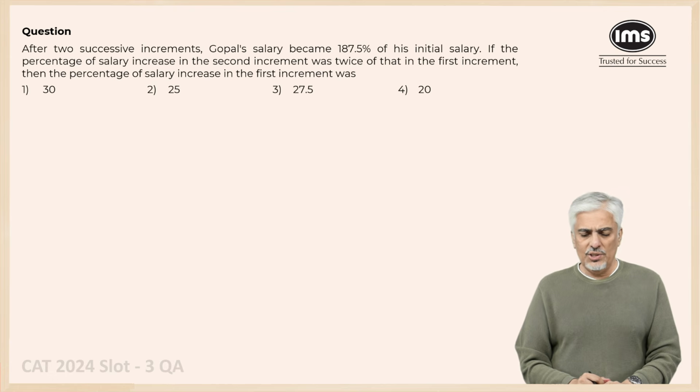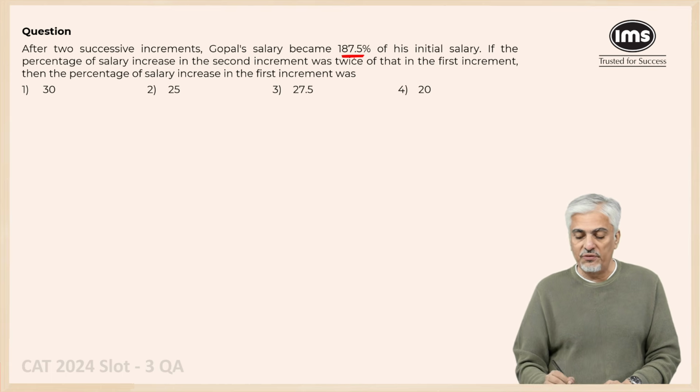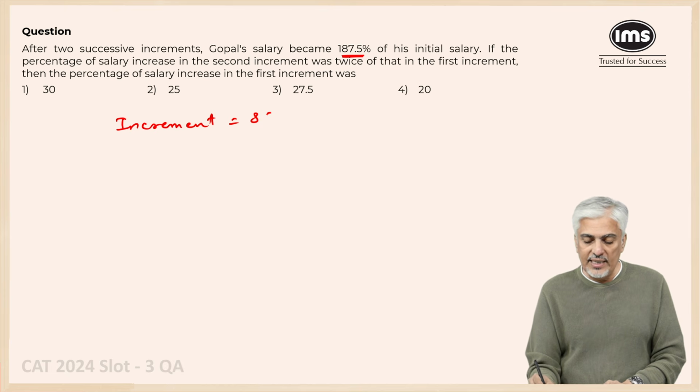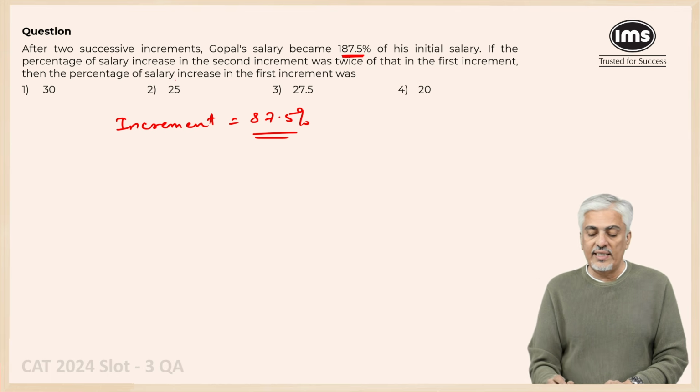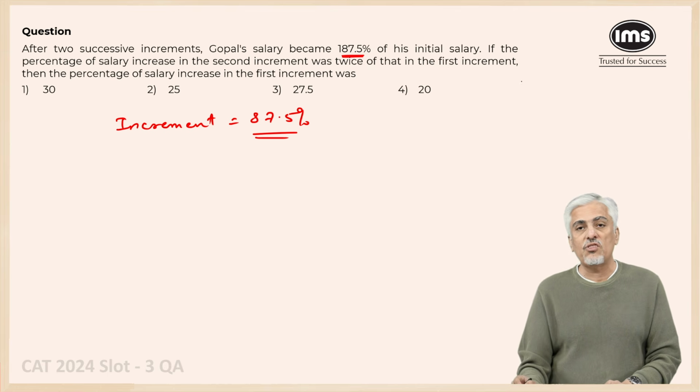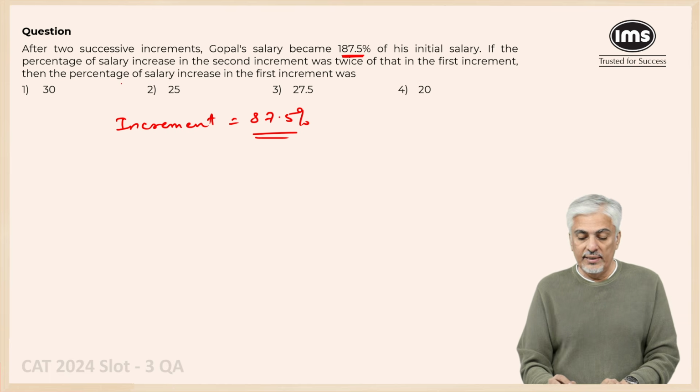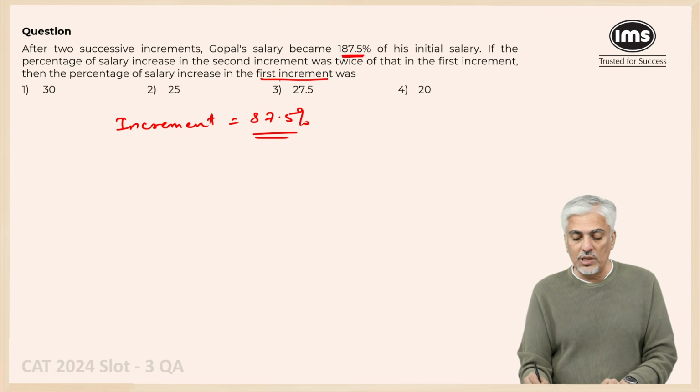Let's have a look at the next question. Again, a very straightforward question. Using options made the question so much easier. After 2 successive increments, Gopal's salary became 187.5% of his initial salary. That means the increment was 87.5%. If the second increment was twice that of the first, so if it increased by some percentage, then again increased by double of that, then the percentage salary in the first increment was how much?